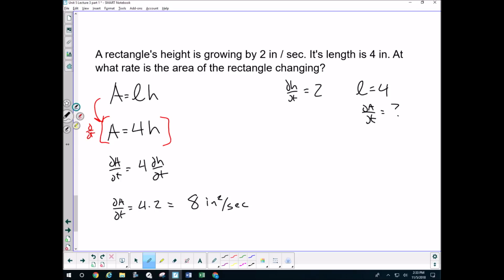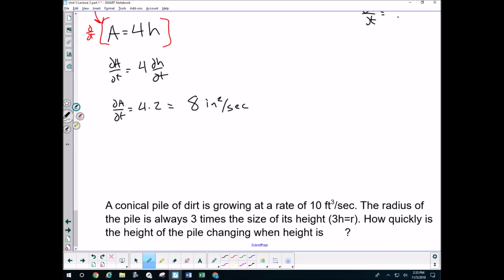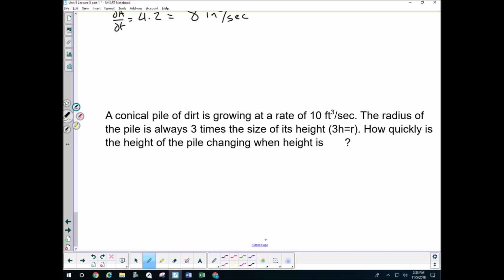Okay. Might have to change a couple words here. A conical pile of dirt is growing at a rate of 10 cubic feet per second. The radius of the pile is always 3 times the size of its height. Your notes might be wrong, so change it. How quickly is the height of the pile changing when the height is 5 feet?